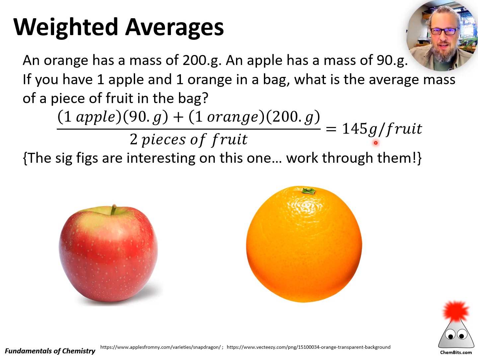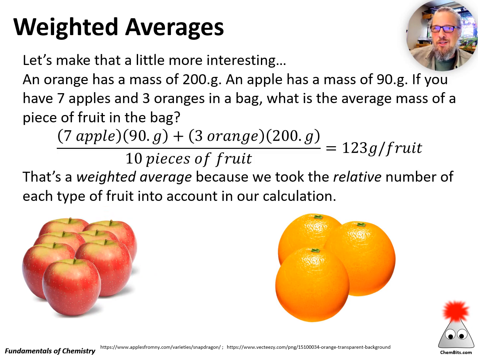Well, that's fine. That's one apple and one orange. But we usually don't deal with one type of atom or one isotope, one atom of an isotope and another atom of an isotope. We're usually dealing with a little bit bigger amounts than this. So let's make this just a little bit more interesting. Let's take that same apple and orange, and let's say we've got 7 apples in our bag and 3 oranges in our bag. So what's the average mass of a piece of fruit in the bag?